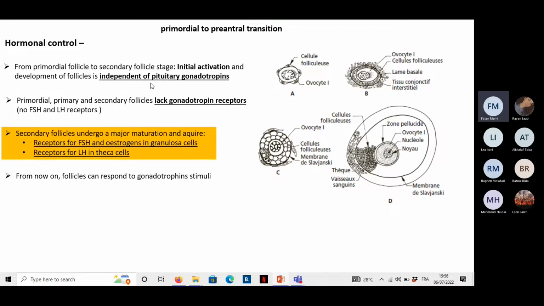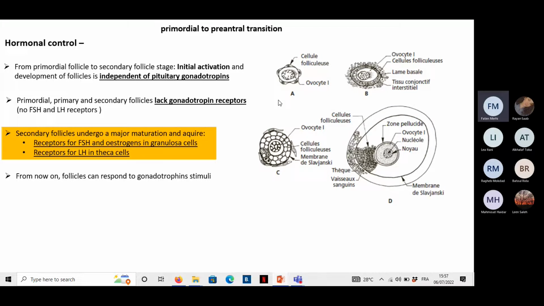So it's not dependent on the pituitary gonadotropins. It's not dependent on the FSH and LH. And in fact, we have some growth factors produced by the granulosa cells that will control this development, but this development is not dependent on the LH and the FSH. And those follicular cells of the primordial, primary, and secondary follicles don't have receptors for the LH and the FSH. And since they don't have receptors for the FSH and the LH, they cannot respond to their action.